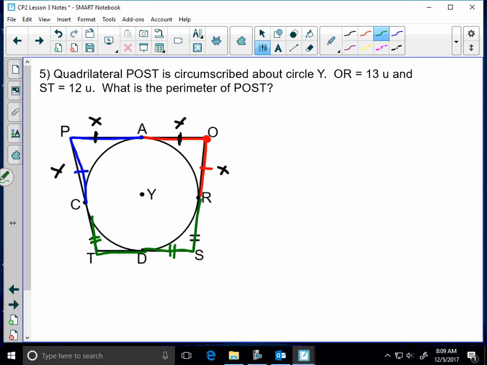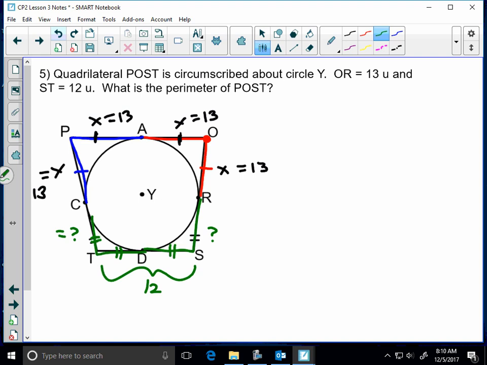So let's employ what we know about OR. OR is 13. So that makes OA 13, AP 13, and CP 13. Okay, ST is 12. I think that's supposed to be 12 units and 13 units. So we'll go with that. ST is 13. Ooh, this is kind of yucky. But this whole thing is 13. 12. Thank you. 12. 12. Thank you.